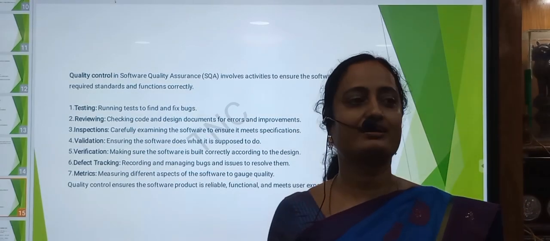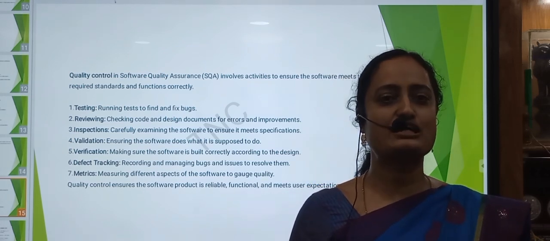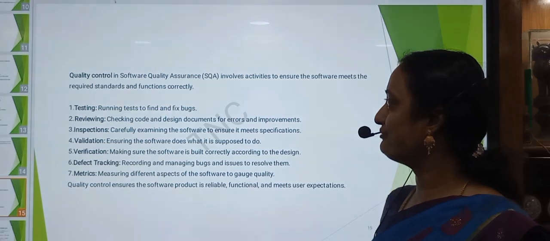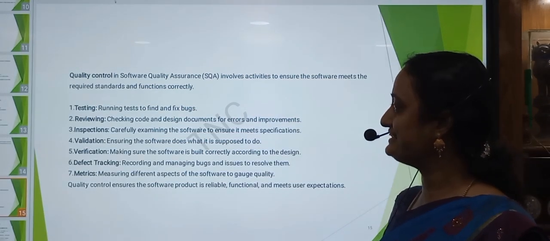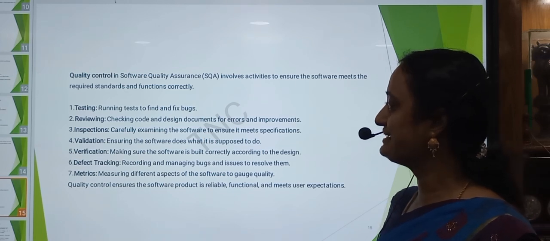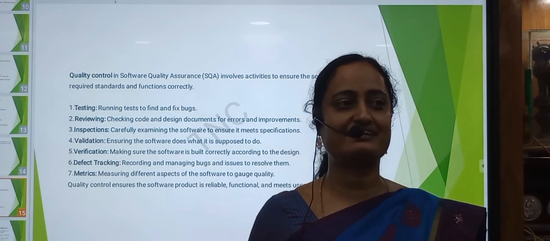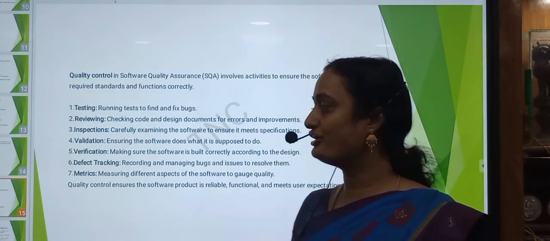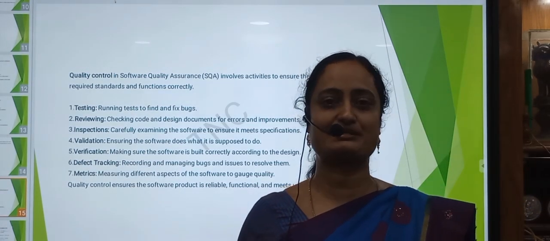Quality control is a set of activities to ensure the software meets the requirements, that is standards, and functions correctly. It includes testing, reviewing, inspections, validations, verifications, defect tracking and metrics. First, testing, running the tests. Why are we testing? To find and fix the bugs.